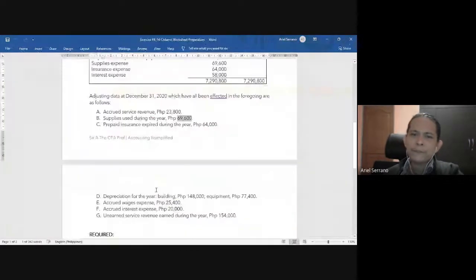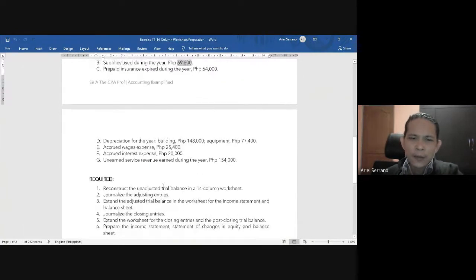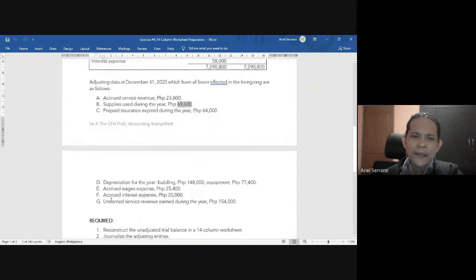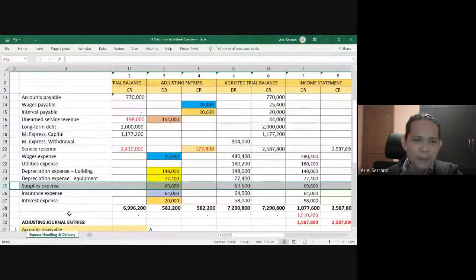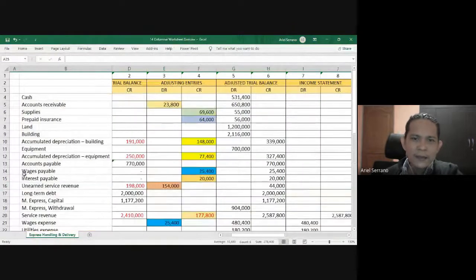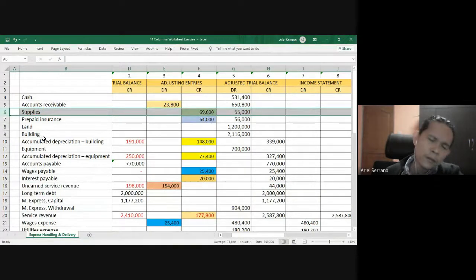Now, that's transaction letter B. Again, our journal entry here, because it is also a requirement, right? In number 2, we debit supplies expense, this one, and then we credit supplies. Okay? I hope you follow. Now, if you have questions, you may comment down below.